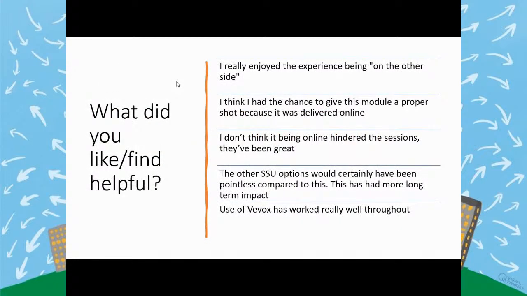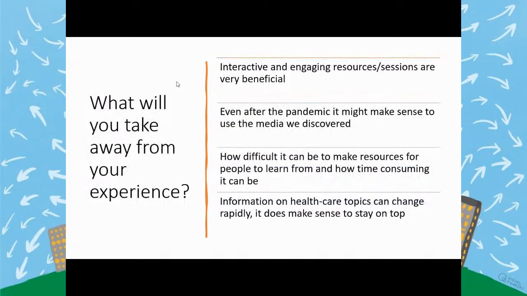Some of these comments are interesting. I like the first one. I really enjoyed the experience being on the other side. And the second one I find really interesting. I think I had the chance to give this module a proper shot because it was delivered online. So that was quite nice. And I think that first one, what will you take away? Interactive and engaging resources and sessions are very beneficial. We wanted them to take that forward into their own practice, but also hopefully to recognise that that's what they had experienced in the way it had been delivered.